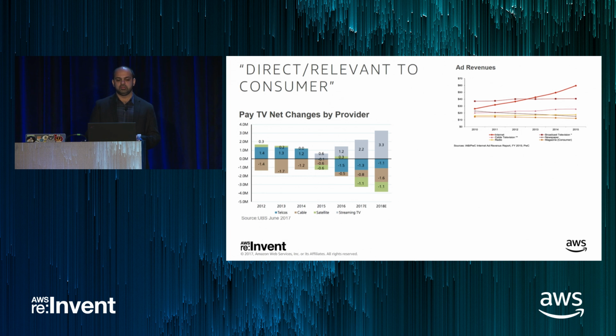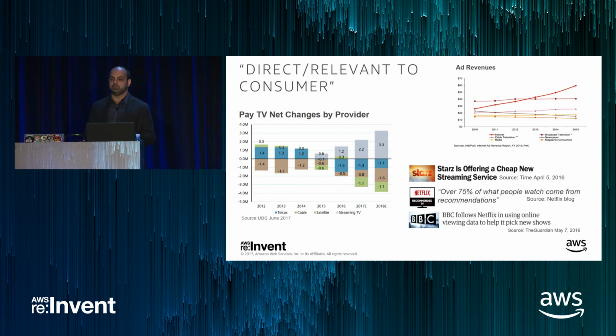Again, what you see here, these two charts, it talks about the pay TV net changes by provider, right? So between telcos, the cable providers, the satellite, and streaming TV. And as you can see the trend, the streaming TV is gaining, whereas all the other models are getting down. And same goes from the ad revenue perspective as well. As you see the red line over there on the chart, that really talks about the streaming via internet, right? The ad revenue that is spent with respect to the different channels.